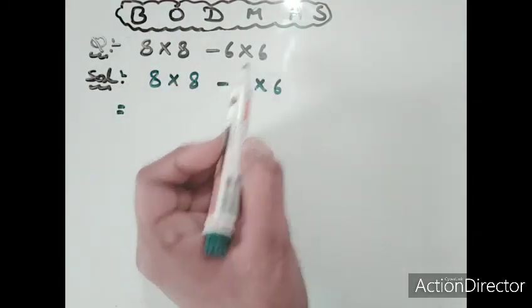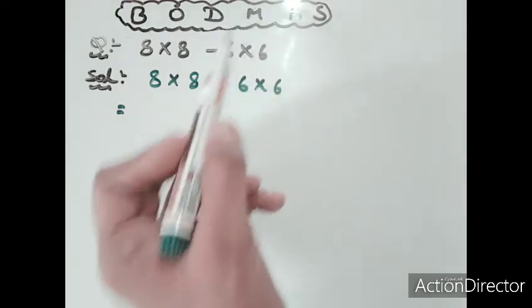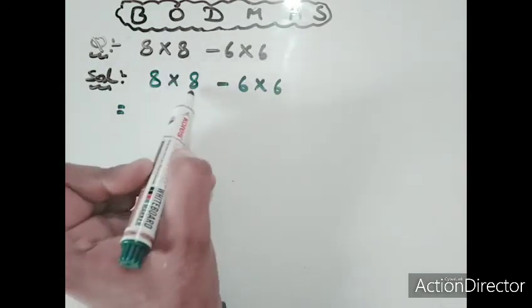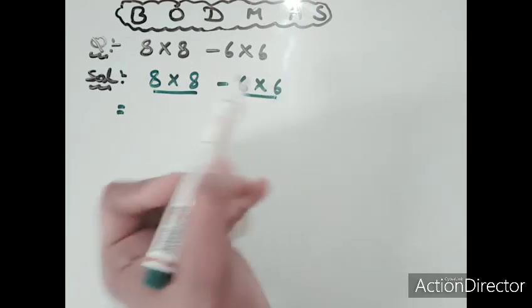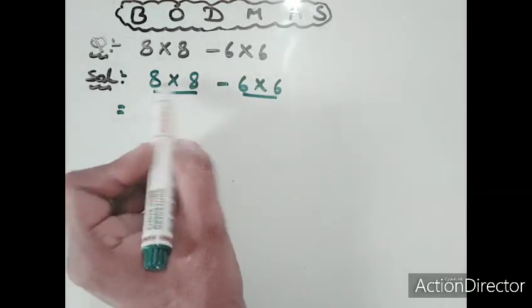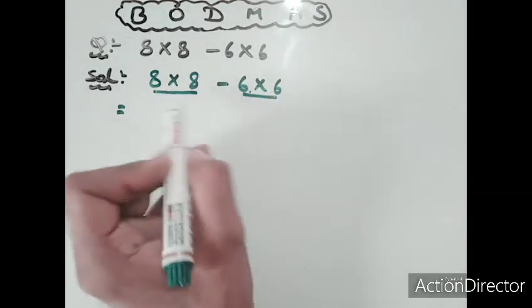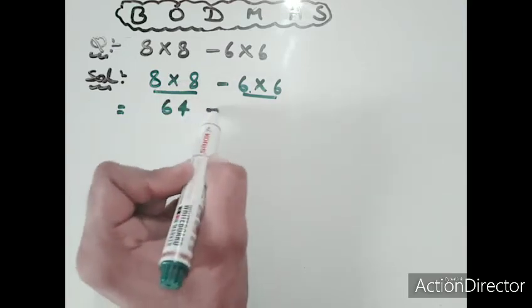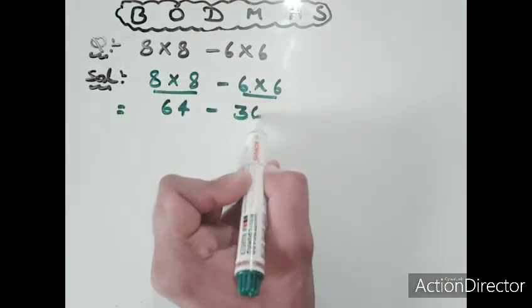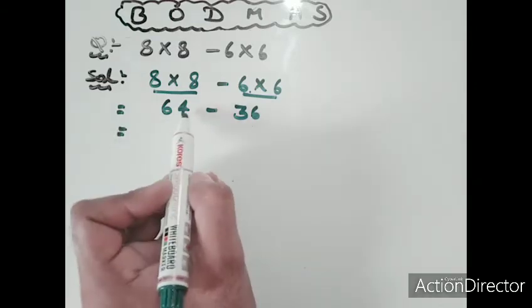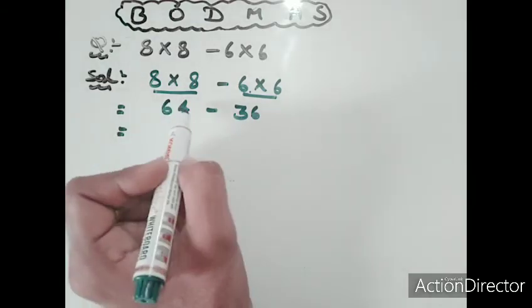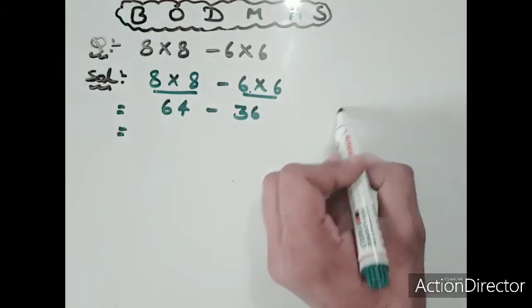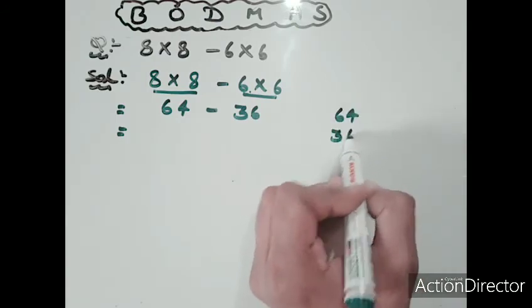So what we do here after division, here is multiplication. So here we solve these two operations at the same time, like 8 multiplied by 8 and 6 multiplied by 6. So 8 8s are 64 minus 6 6s are 36, right? After that, here we subtract these two numbers. 4 is greater, so here we subtract, right? 64 minus 36.